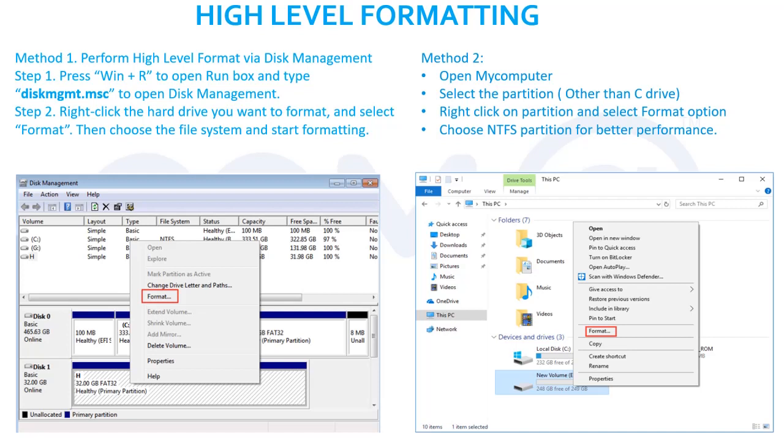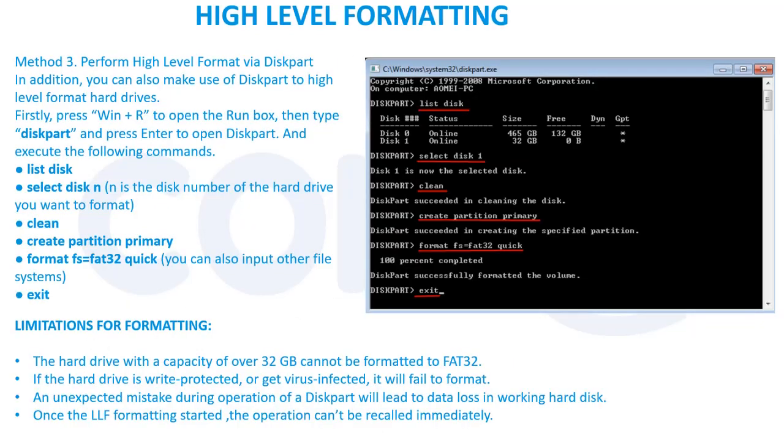There is an example given of how to go for formatting specific drives. Either I can go to disk management and do it by right clicking, or in My Computer I can right click on the particular drive and go for formatting, or I can choose the Diskpart command for doing the formatting.